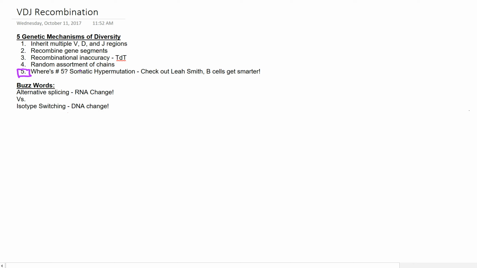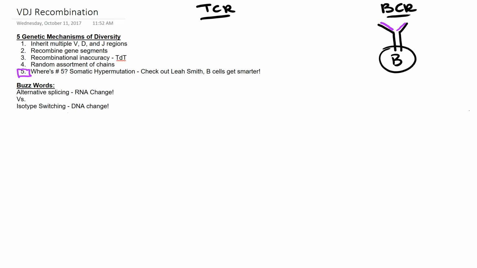So the first thing that we have to think about is anytime that we are talking about VDJ, we're talking about T-cell receptors and B-cell receptors. So let's start first by just looking at their structure. A B-cell receptor is basically just an antibody that is stuck on its surface. Okay? And then an antibody has a heavy chain, as I've drawn here, and then it also has a light chain.